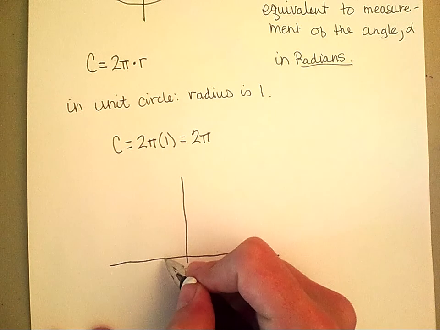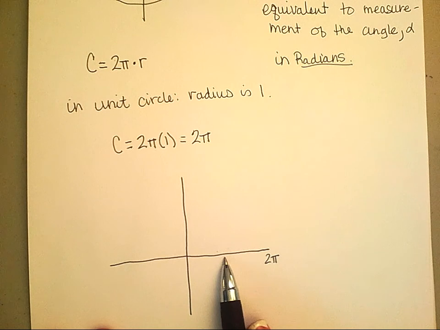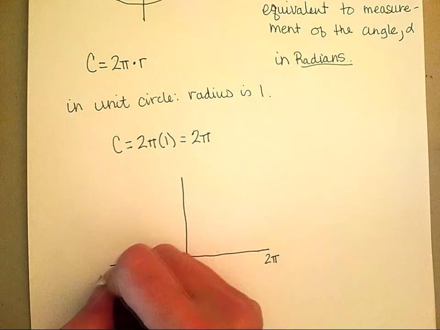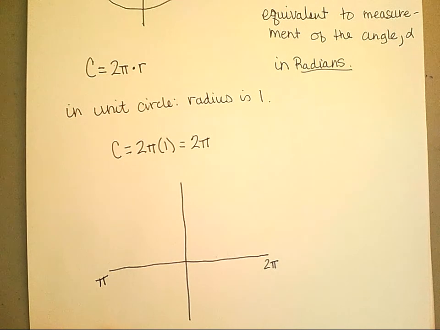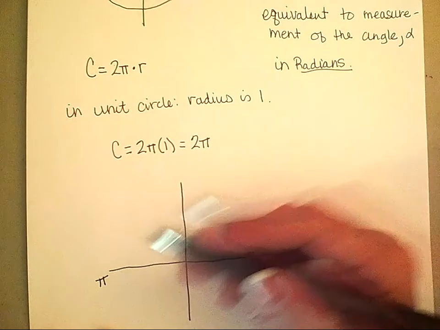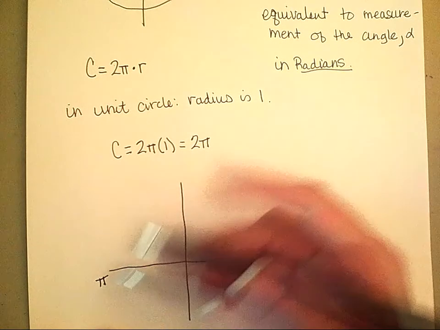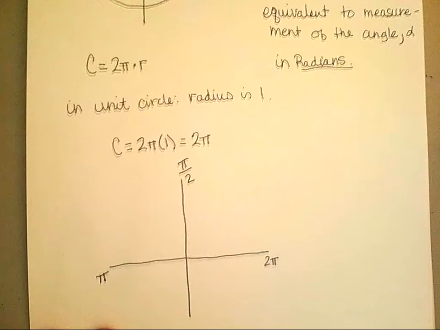So what would it be if I only went halfway around? Well, if all the way around is 2 pi, then half of 2 pi is 1 pi. What about our 90 degrees? What does that correspond to? Well, it has to be half of pi. And so you just take pi and divide it in half.